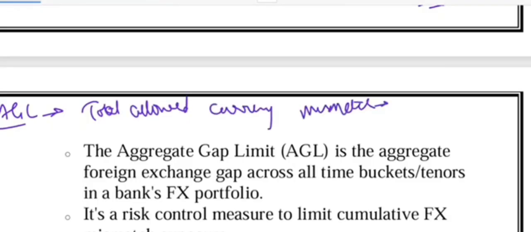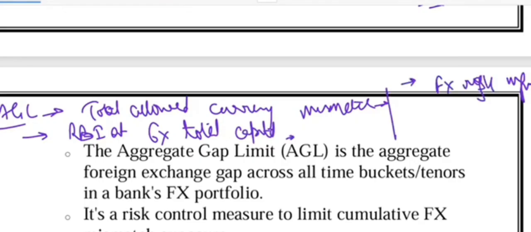And I told you it is capped by RBI at 6 times total capital. Remember, it is capped by RBI at 6 times total capital. This is the second point. And I told you this helps in managing the foreign exchange risk. Foreign exchange risk management, it helps in managing over the time, not just daily. Remember, it is done over the time, not daily. And it is used in treasury to prevent excessive foreign exchange exposure.